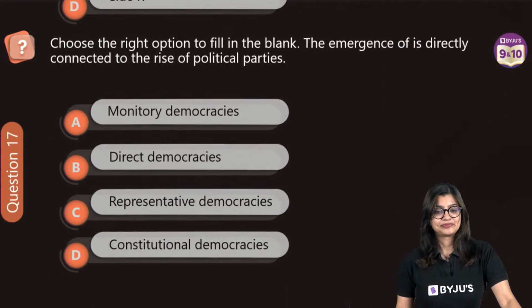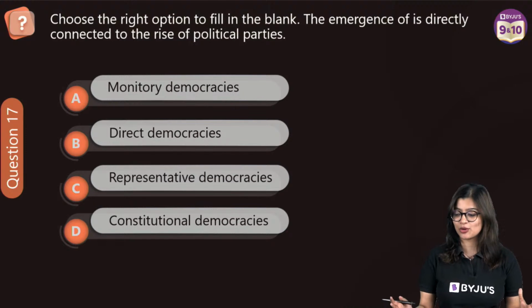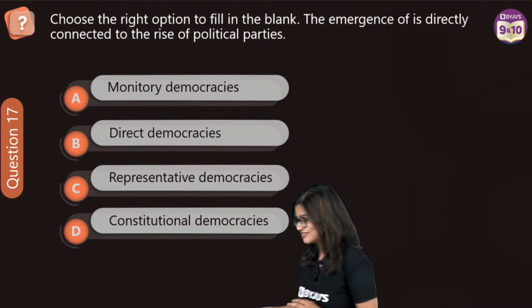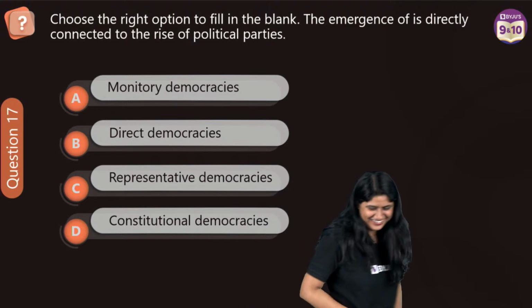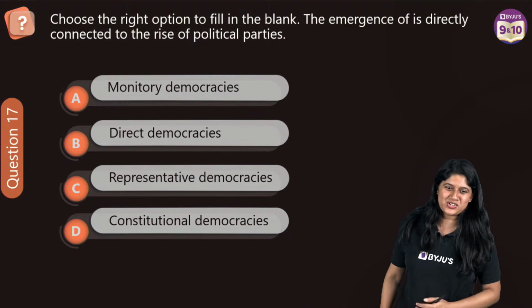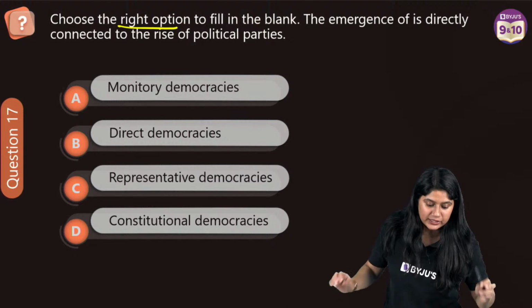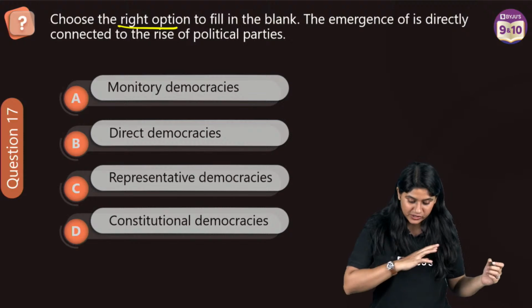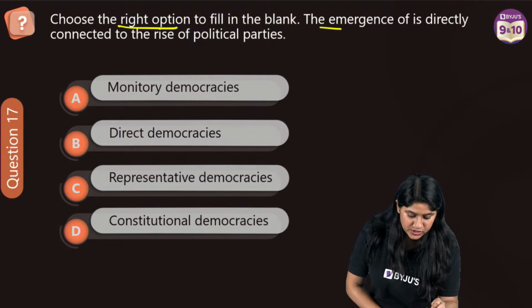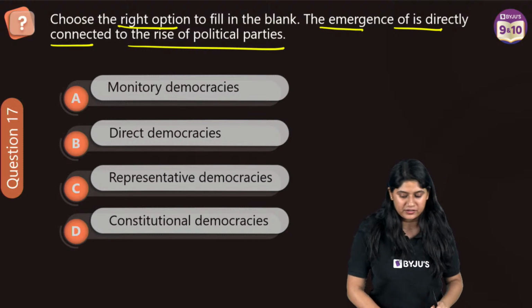Yes? Awesome. Moving on. Choose the correct option on political parties. So Ankita ma'am, over to you. Thank you, ma'am. Ma'am, I don't think you should sit. Yeah. Especially in this part, with the MCQs. We have 9 questions of the pol science. Okay. Choose the right option to fill in the blanks. The statement is, the emergence of it is directly connected to the rise of the political parties.